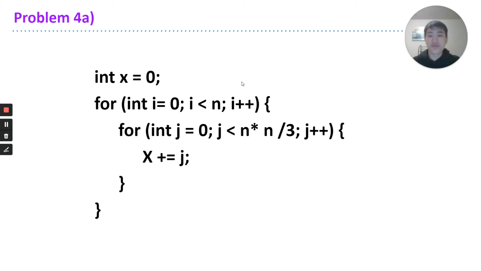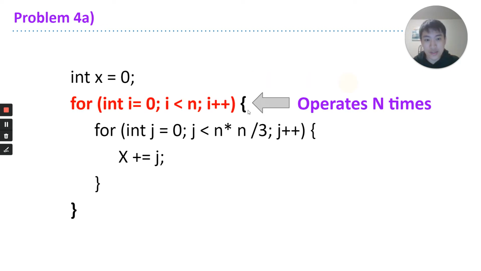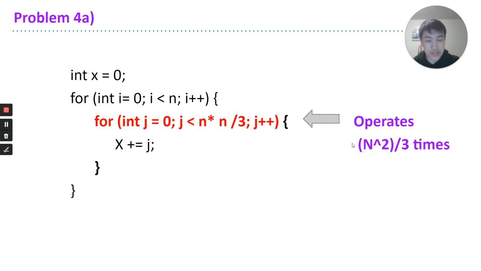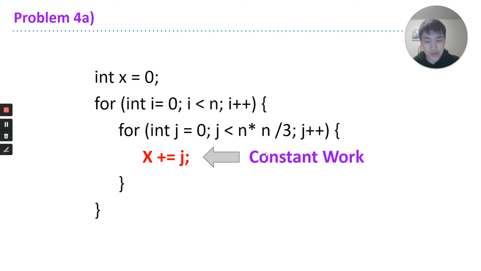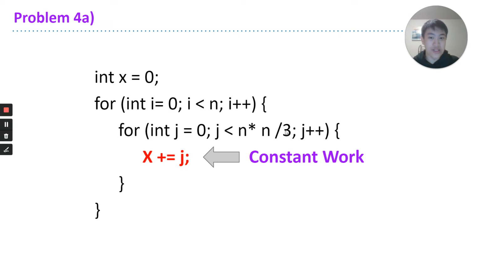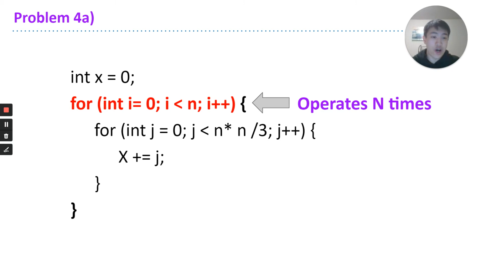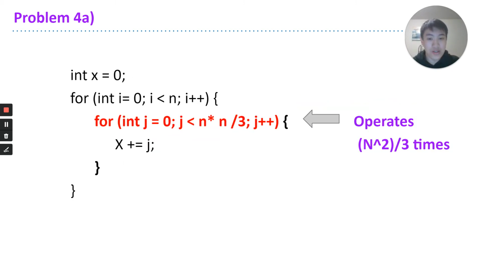First of all, this first line, x equals 0, is doing just constant work. And then this loop right here operates n times. This loop right here operates n squared over 3 times. And this one is just doing constant work. So notice here that this entire inner loop does n squared over 3 work in total, right? Because it's like n squared over 3 times constant work. But then it is nested within something that operates n times. So in total, this will operate n times n squared over 3 times.